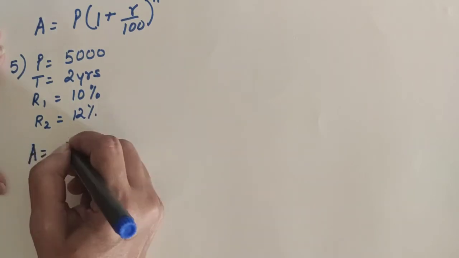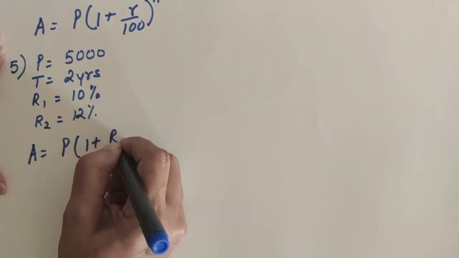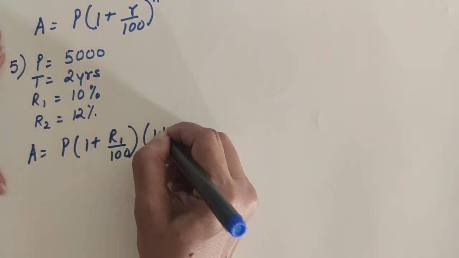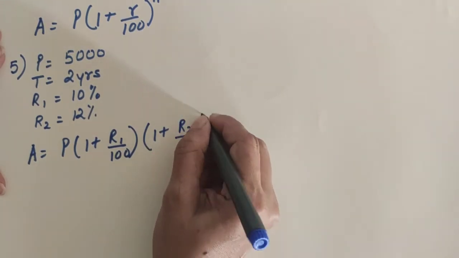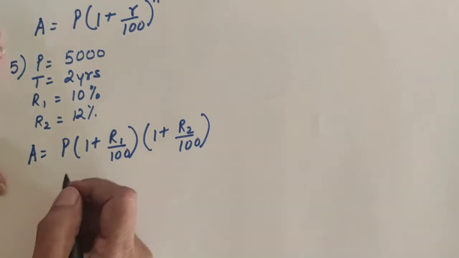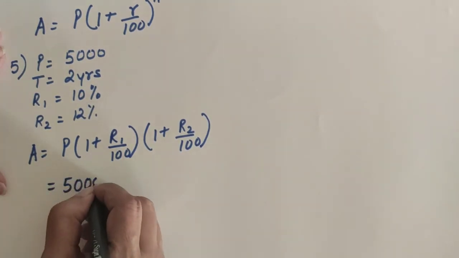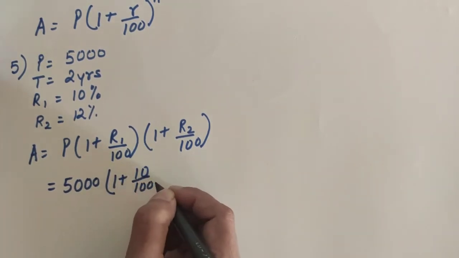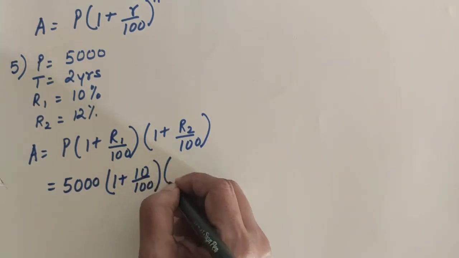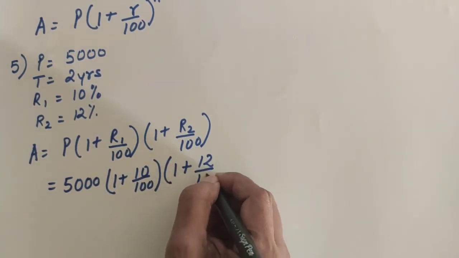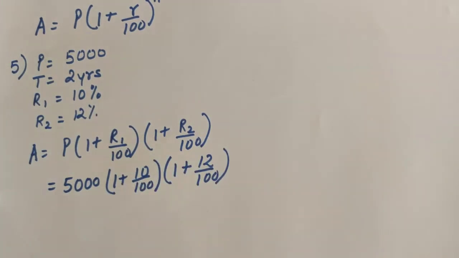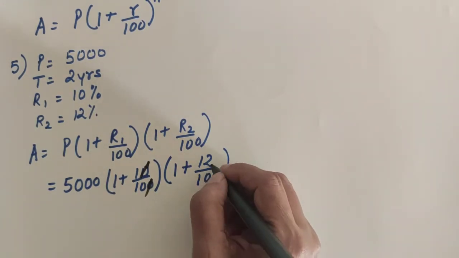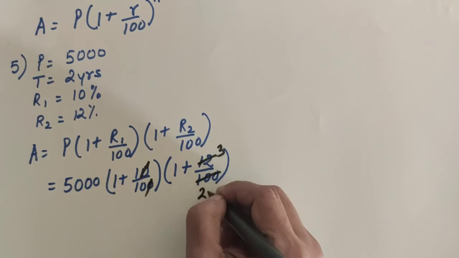Now, amount is equal to P, 1 plus here it will be 2. There are two interests, so R1 upon 100 and 1 plus R2 upon 100. Now, this is 5,000, 1 plus 10 upon 100 and 1 plus 12 upon 100. You can reduce this. The 0 and 0 get cancelled. Here you can reduce by 4: 3 4s are 12 and 4 25s.